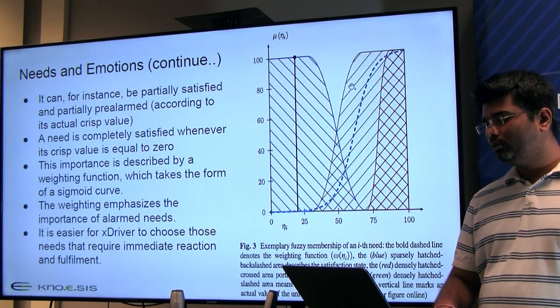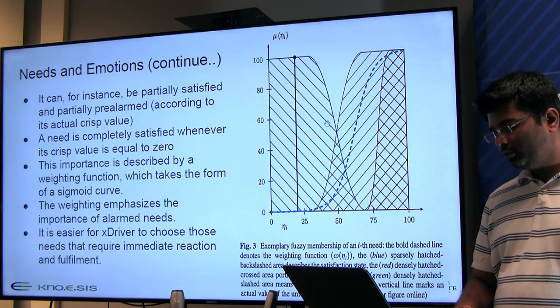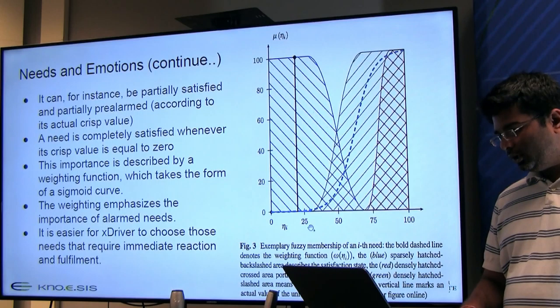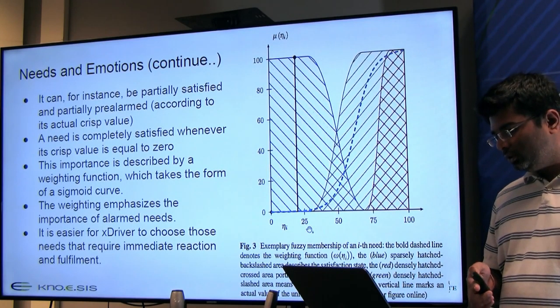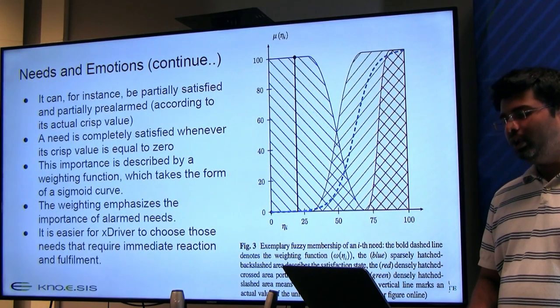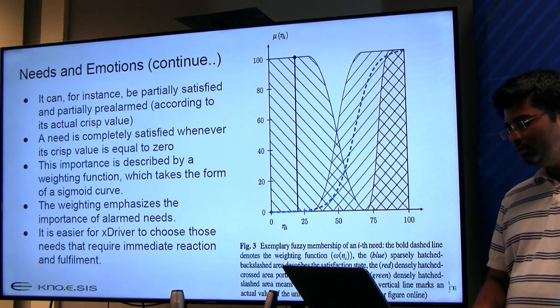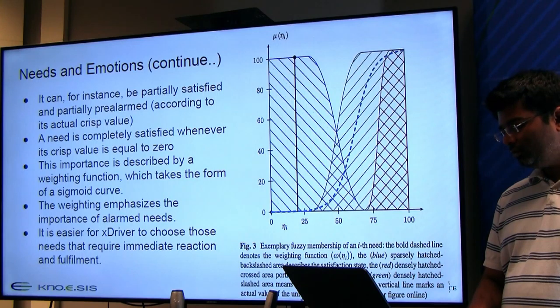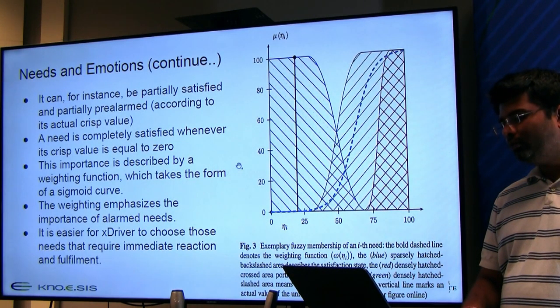Is this speed on the x-axis? What's on the x-axis? The x-axis is the unfulfillment degree, neta. Isn't that the y-axis? No, neta is this one. Okay. And mu of neta is this one.